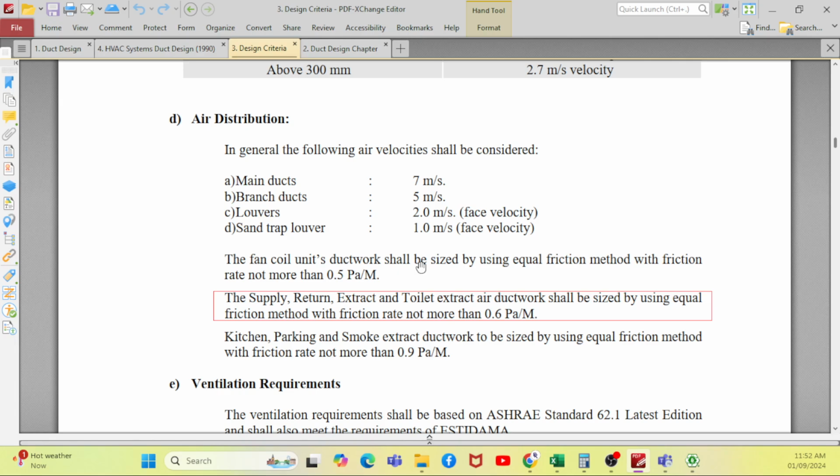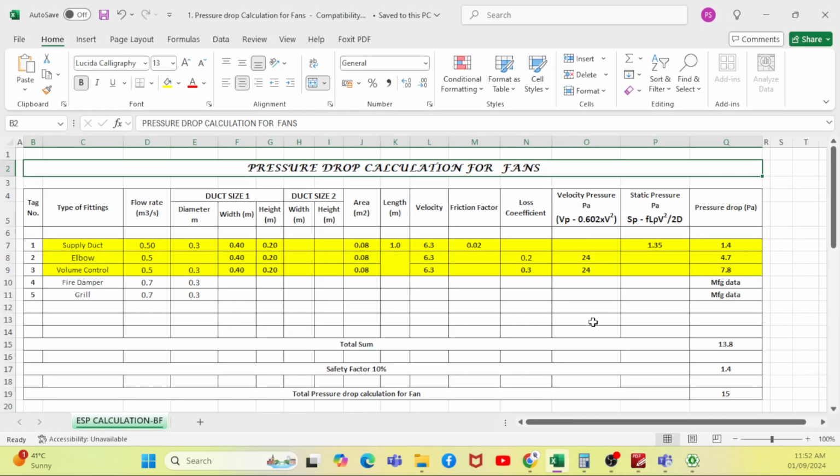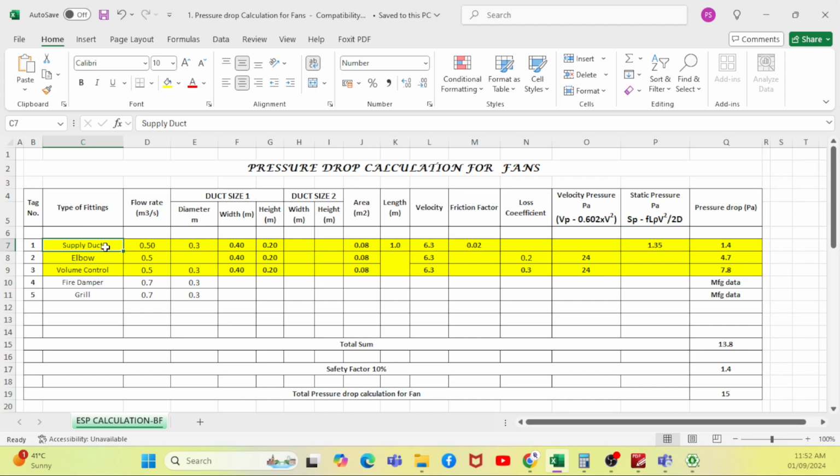Okay, if you go to calculations, I have made one Excel sheet where you can calculate using the formula and get the total static pressure drop. If you have a supply duct or return duct, you can calculate using the static pressure method. If you are calculating accessories like an elbow, volume control damper, fire damper, or any accessories, you can calculate using the velocity pressure method.